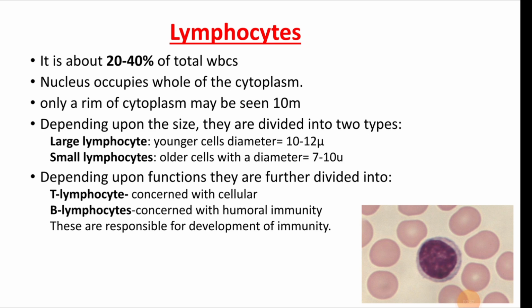Depending upon the functions, they are further divided into two types. First is T lymphocyte and second is B lymphocyte. T lymphocytes are connected with the cellular immunity and the B lymphocytes are connected with the humoral immunity. These are responsible for the development of immunity power of the body.